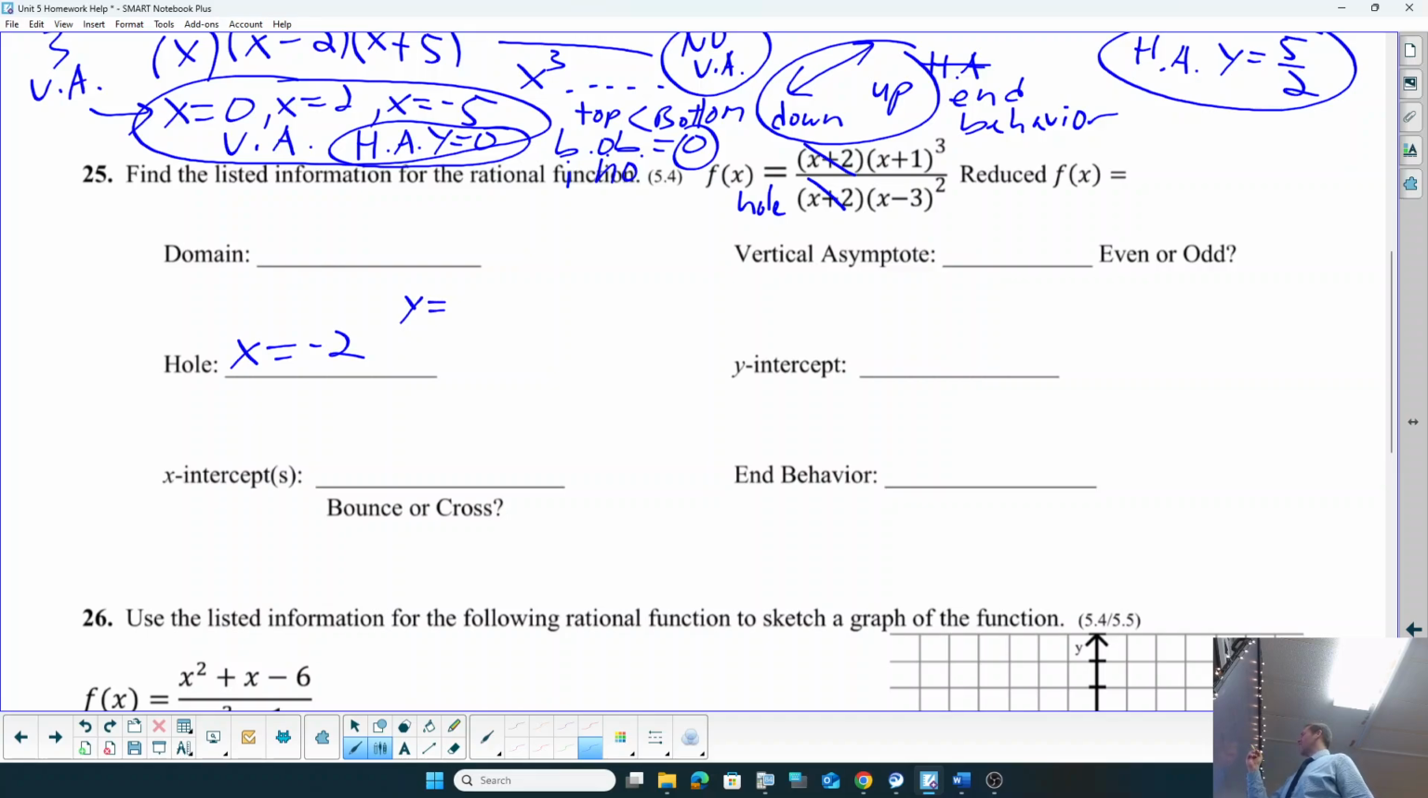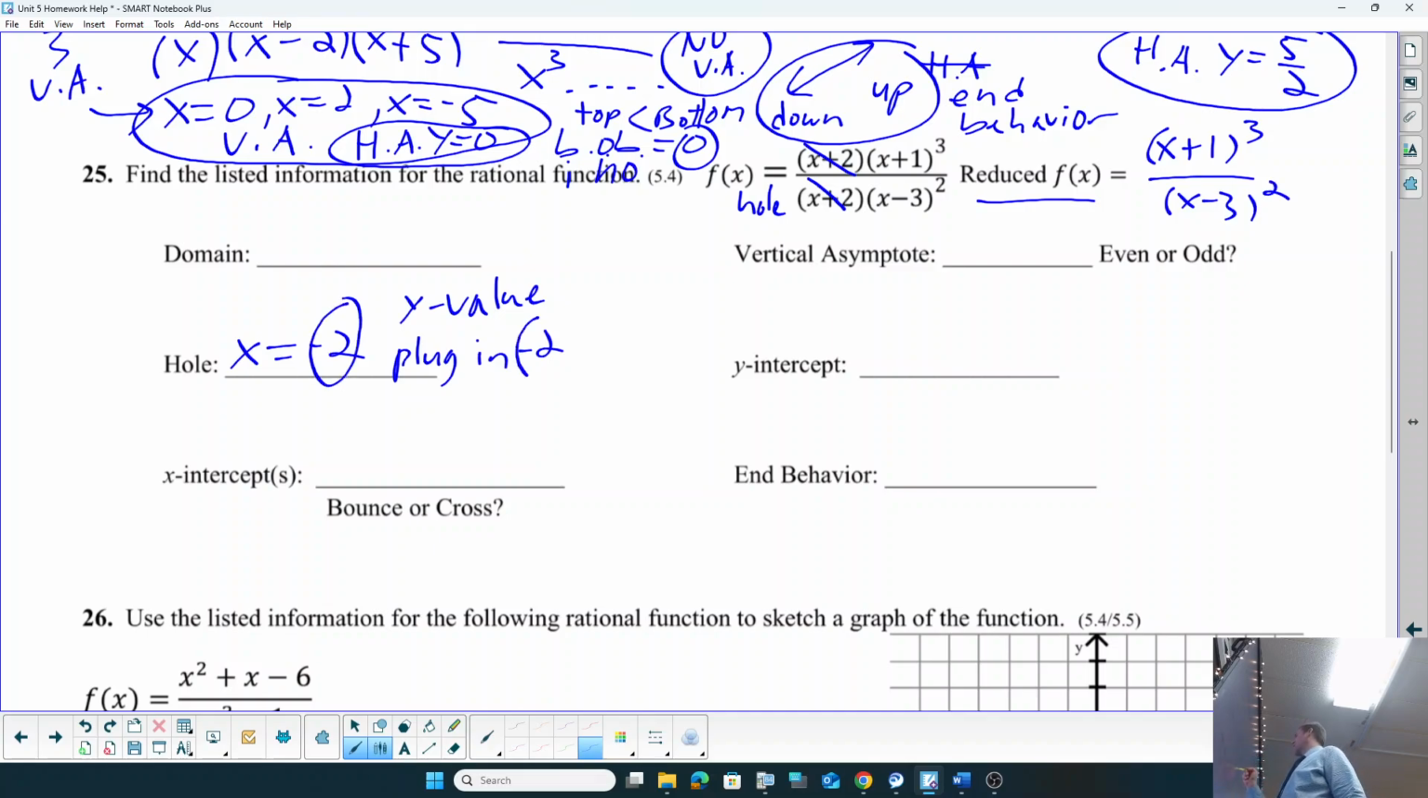To find the y value of the hole, do you remember what you do? You plug the negative 2 into the reduced function. So where's our reduced function? I don't see it anywhere. Oh, here it is. Reduced function. So we have left x plus 1 to the third power divided by x minus 3 all squared. So we want to take that negative 2 and plug it in there and there.